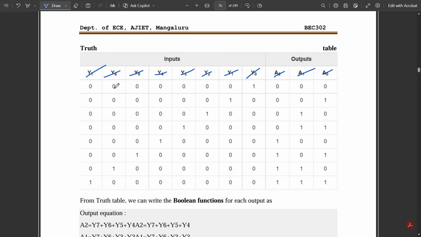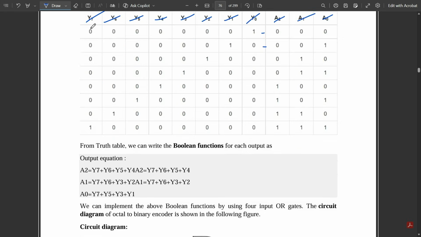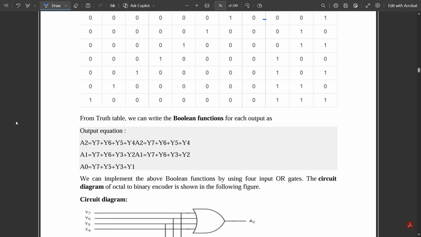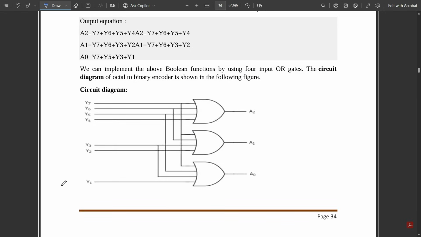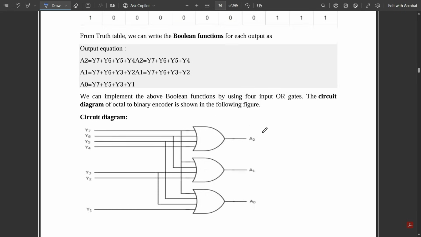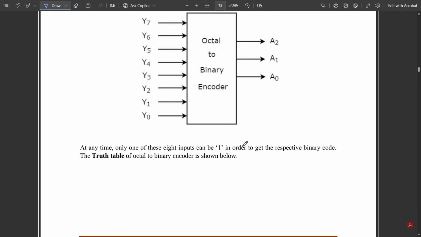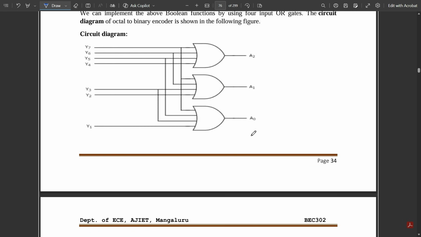First consider when y0 is high, then the next input y1 is high, and so on for all 8 combinations up to y7 being high, which you write in terms of 8 bits. To write it in terms of 3 bits, take the necessary combinations and write them, starting from 000 up to 111. Easily, all these inputs and outputs can be represented in terms of Boolean functions and drawn here. So this is the 8 to 3 octal to binary encoder, circuit diagram, truth table, and block diagram. Please note it down, this is very important.